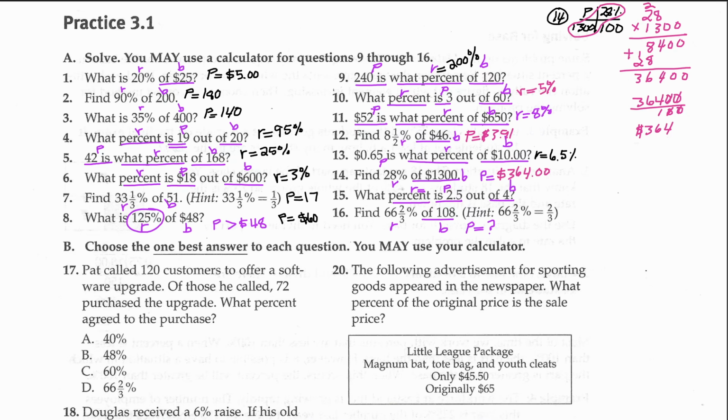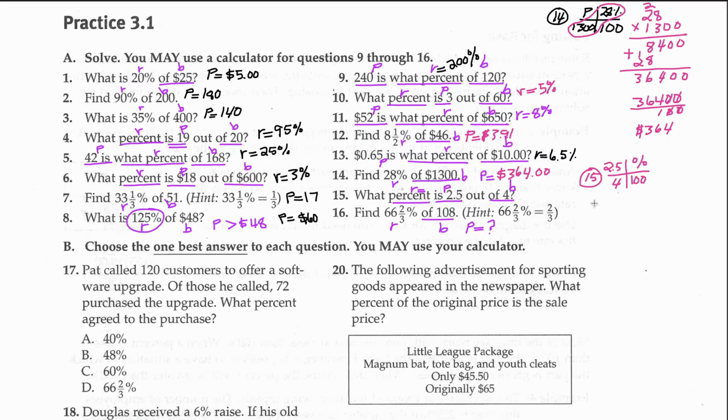Let's work out number 15 on the right hand side. Okay. What percent? Okay, we don't know percent. That means the rate. So we put a big percent symbol here. What percent is 2.5? So 2.5 goes on the top left corner out of 4. So 4 goes here. Okay.